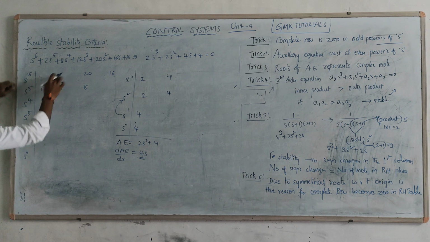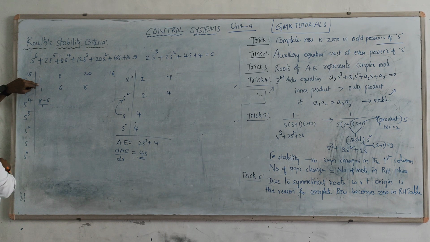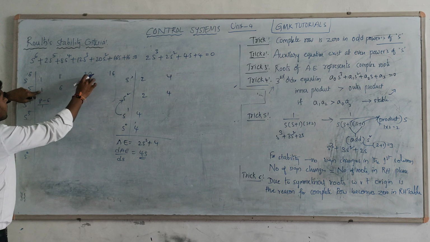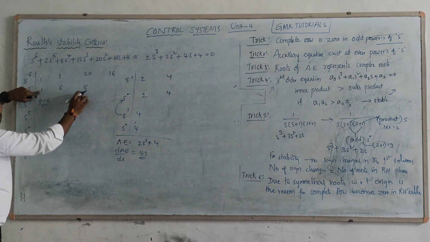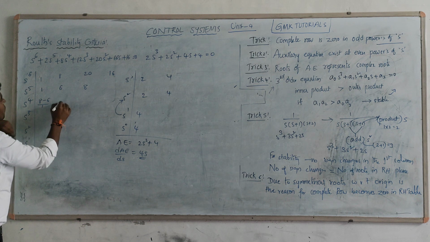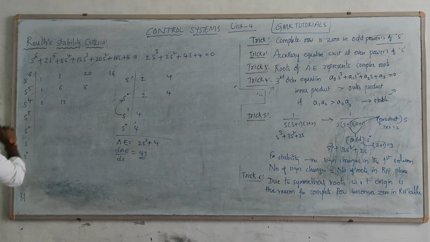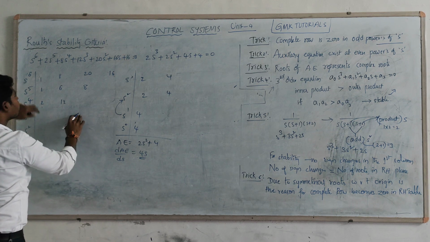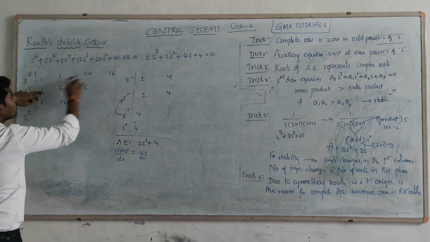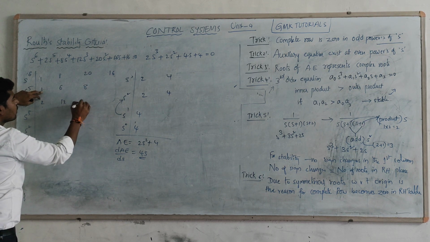Now, 1 into 8, 8 minus 6 divided by 1. Okay. Next one, 20 minus 8. 20 minus 8 means that you will get a value of 12. So this value is equal, you will get a value of 2. Next one, 16. 1 into 16, no value present, obviously you will get a value of 16.